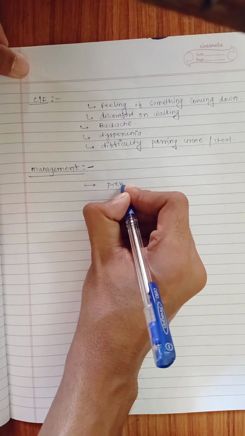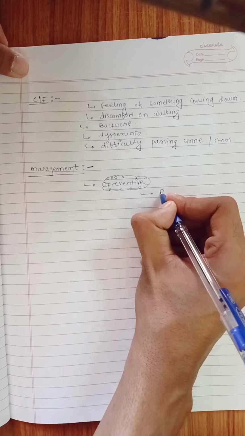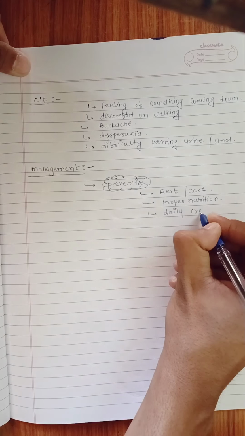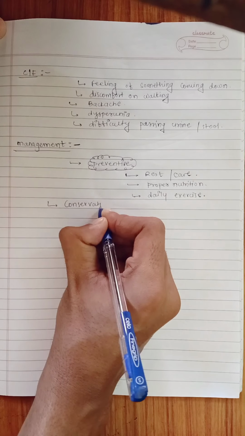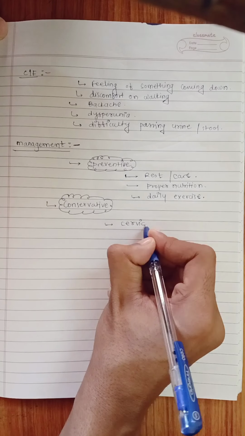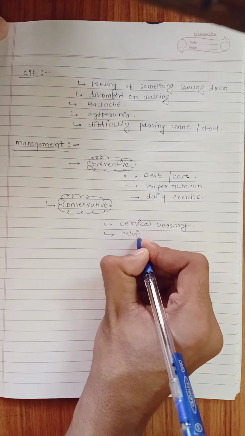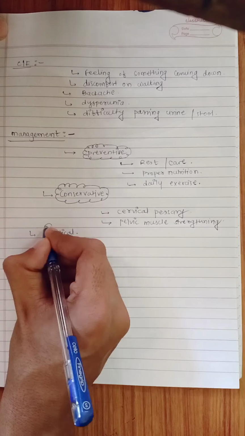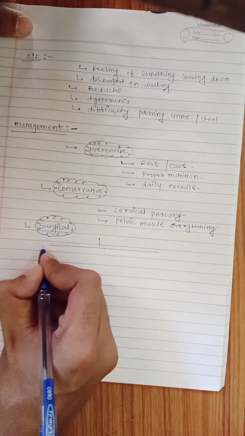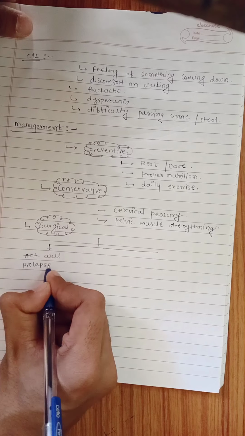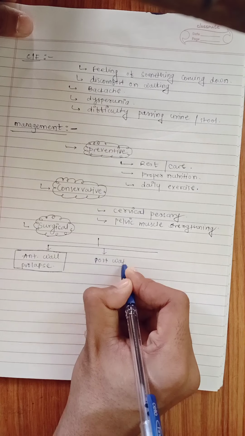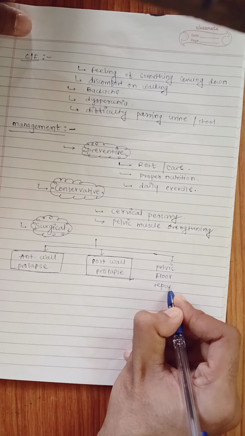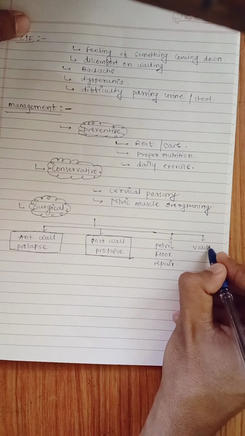So what are the management criteria for the prevention or management of prolapse? First are preventive measures: rest, daily care, proper nutrition, and daily exercise for predisposed patients. Conservative management is cervical pessary implantation, which gives only some symptomatic relief, and pelvic muscle strengthening exercises, which strengthen the pelvic musculature. Third is surgical, which is the definitive treatment. Surgical methods are for anterior wall prolapse, posterior wall prolapse, pelvic floor repair, and fourth is vault prolapse.